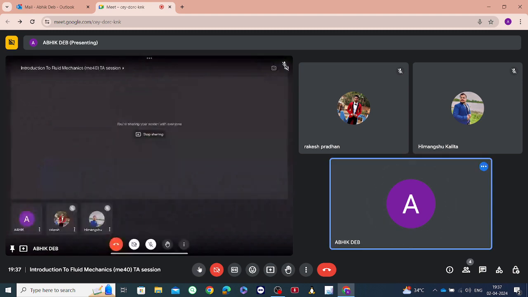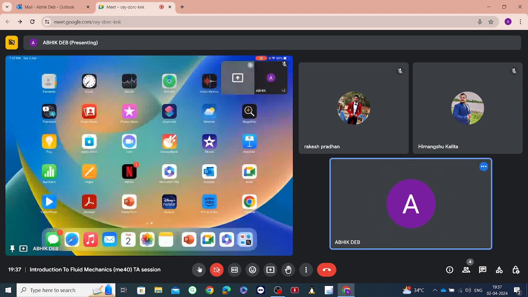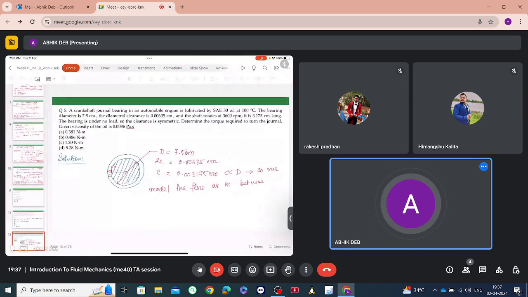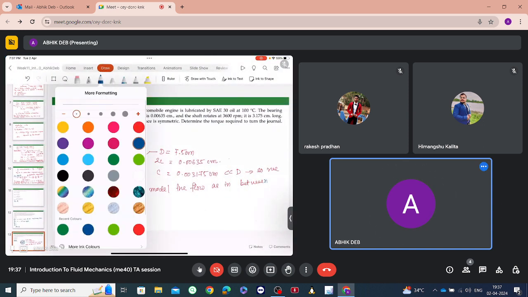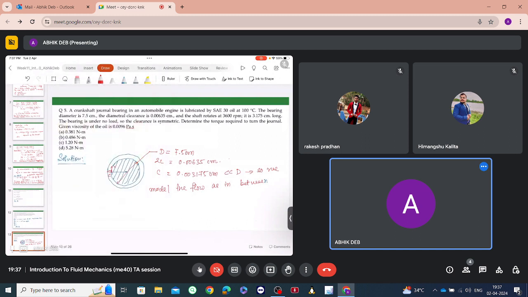Okay, so the flow is in between two parallel plates, infinitely long, infinite parallel plates. Therefore the shear stress is mu into v minus 0 by c. So mu pi dn by 60C.